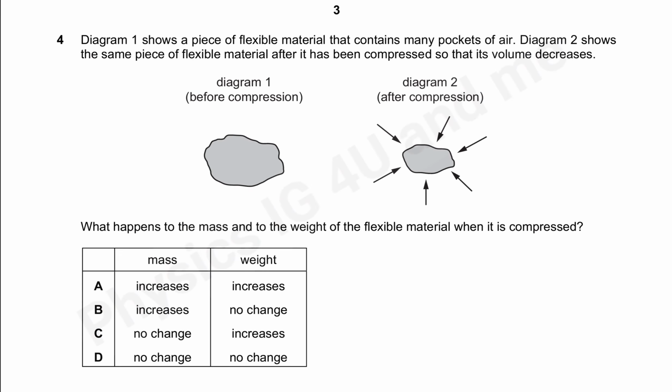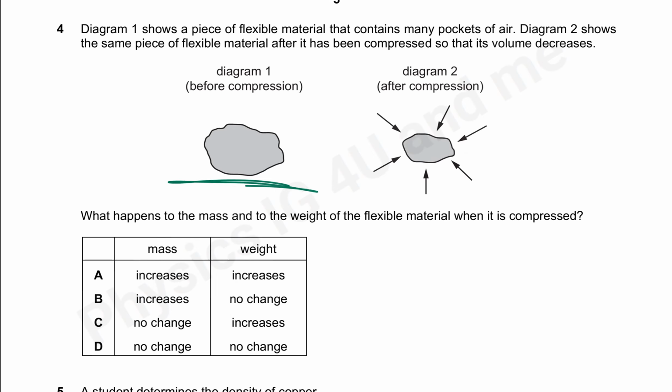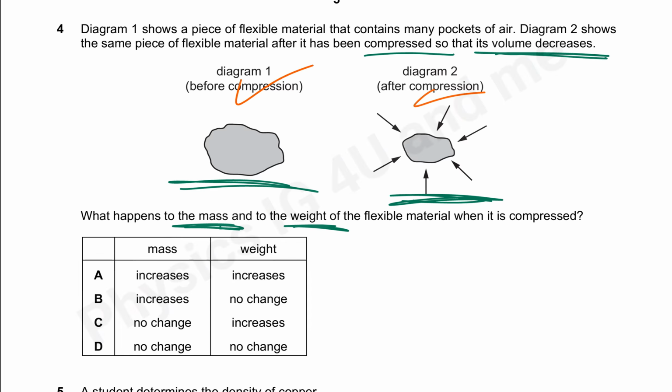They say diagram 1 here shows a piece of flexible material that contains many pockets of air. Diagram 2 shows the same piece of flexible material after it has been compressed so that its volume decreases. So the volume decreases. They say here, what happens to the mass and to the weight of the flexible material when it is compressed? Let's reread the question carefully and pay attention to what actually changed between diagram 1 and diagram 2. It's only that in diagram 2 the object is compressed.